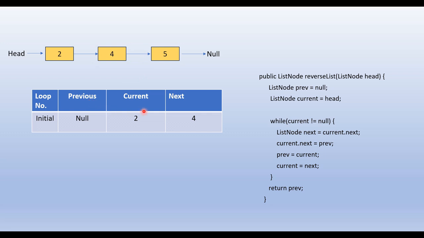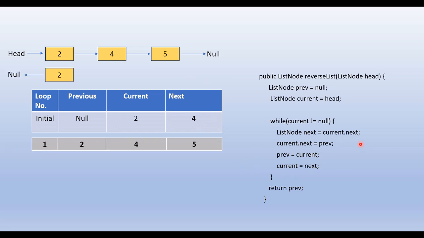One is the previous node, then the current node, and the next node. If we maintain these 3 variables, we'll easily be able to reverse the direction of the given linked list. Now let us take a look at how we can achieve that using a while loop.